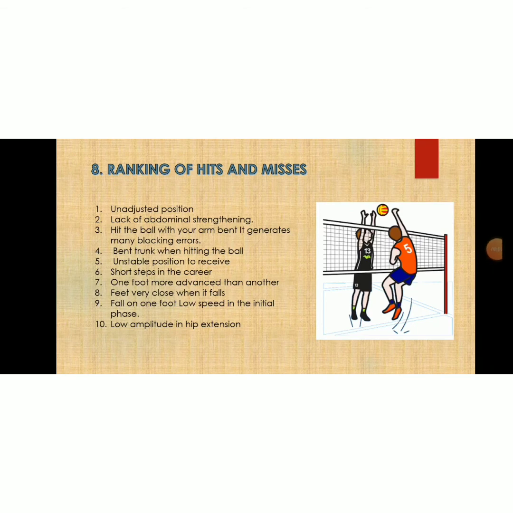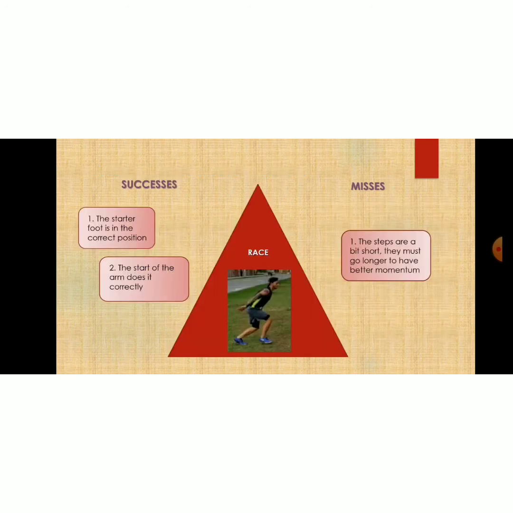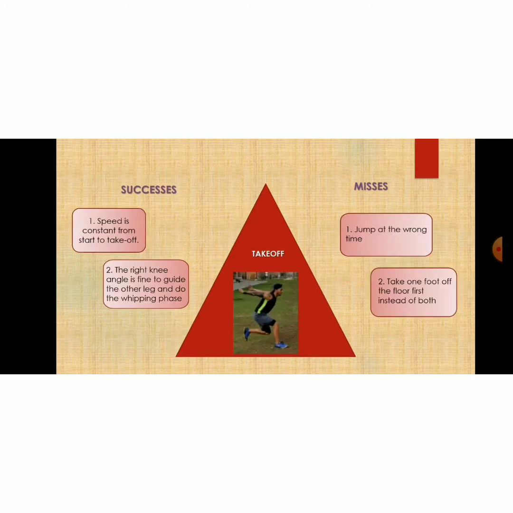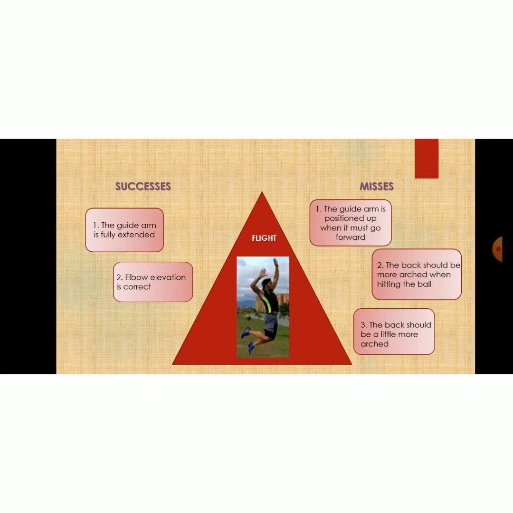Here we see the errors listed in a hierarchical list. Run, successes and misses. The starting foot is in the correct position. The steps are a bit short; they must be longer to have better momentum. Takeoff. Speed is constant from start to takeoff. Jump at the ground time. Flight. The guide arm is fully extended. The back should be more arched when hitting the ball.